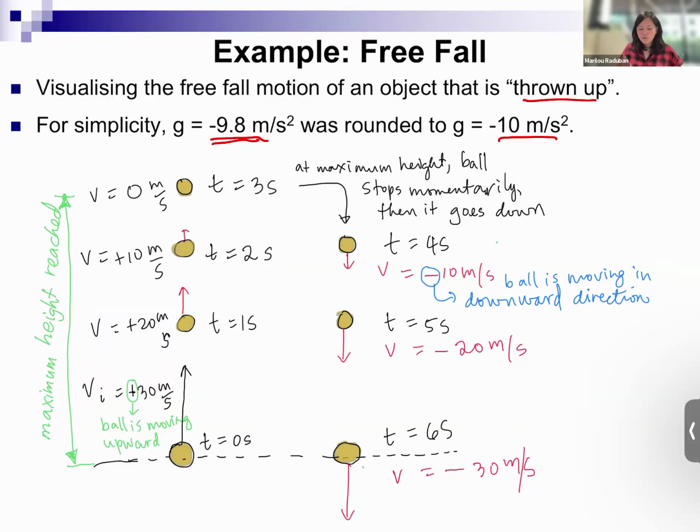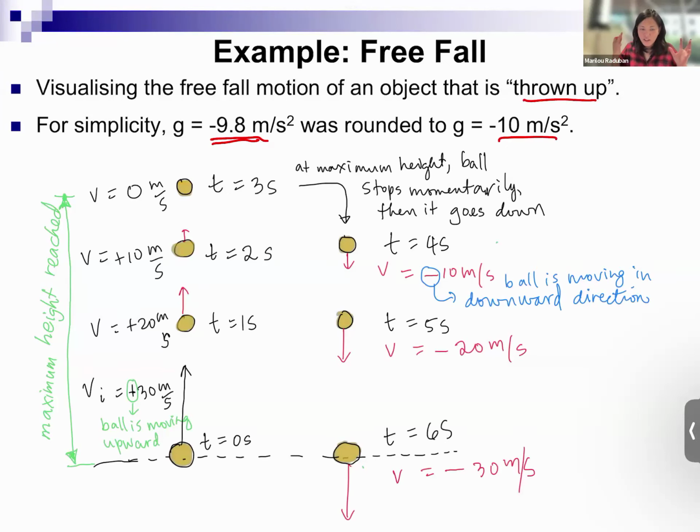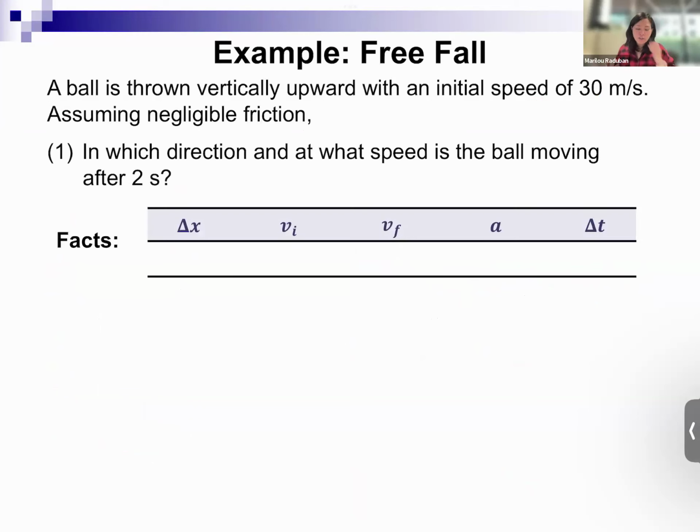So this is a visual representation of the free fall problem, which then facilitates us to answer this question. After 2 seconds, if we know the concept of free fall, we don't even have to use kinematic equations. After 2 seconds, we know the ball is moving upwards with a velocity of 10 meters per second, estimated because we rounded 9.8 to 10. Let's try to answer this question using kinematic equations, just to demonstrate the use of them.